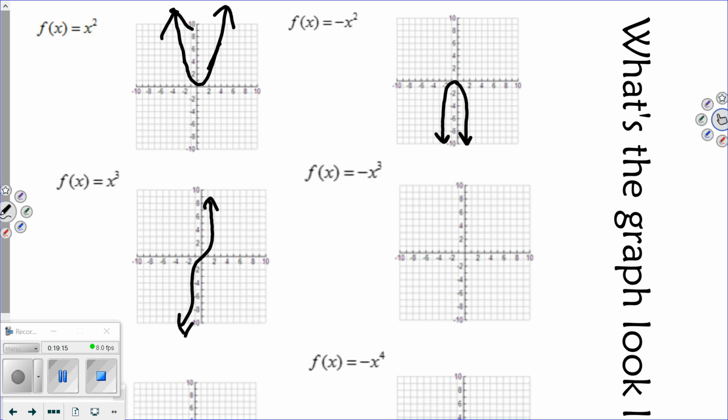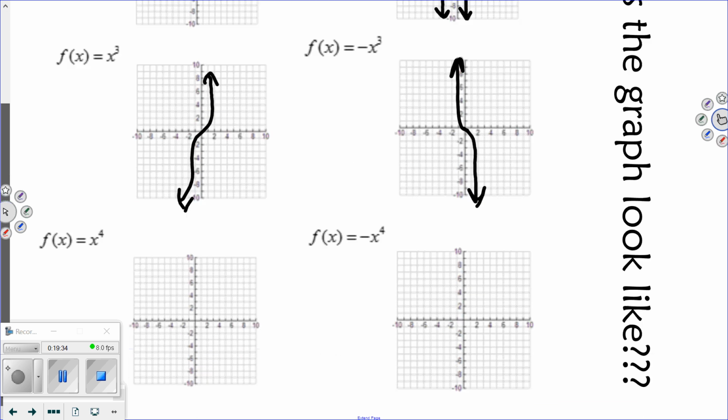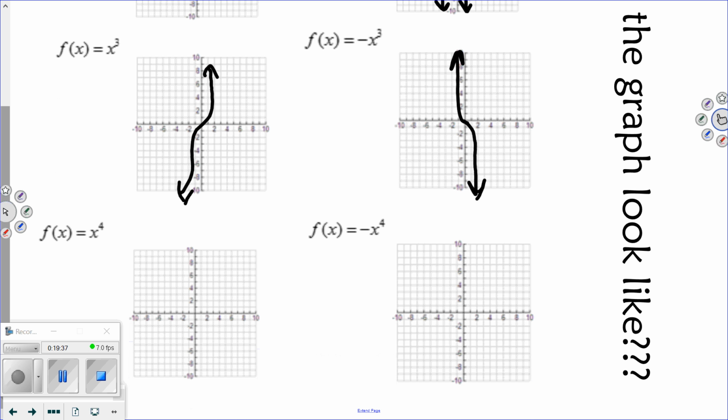I'll say that looked exactly like the other one. Chris went up cold, didn't do anything, just walked in the room, and he's right. Nice job. He noticed it was negative. He knew that it flipped it. Good. Chris, pick somebody to come up and graph x to the fourth for us.